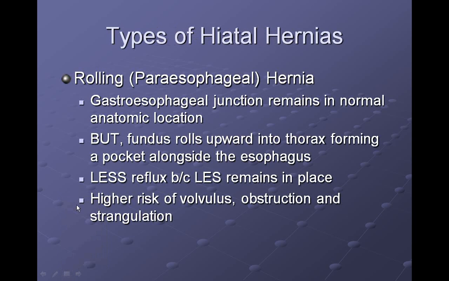The next type of hiatal hernia, rolling or paraesophageal hernia. In this condition, the gastroesophageal junction remains in normal anatomic location, but the fundus rolls upward into the thorax, forming a pocket alongside the esophagus. There's less reflux because the lower esophageal sphincter remains in place. There's a higher risk of volvulus, obstruction, and strangulation.